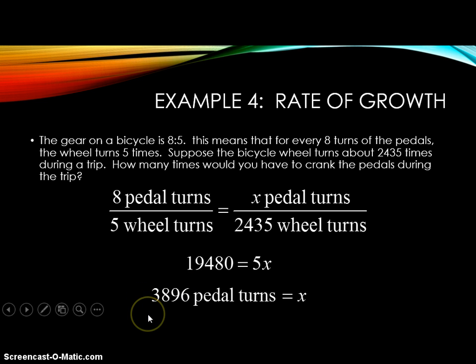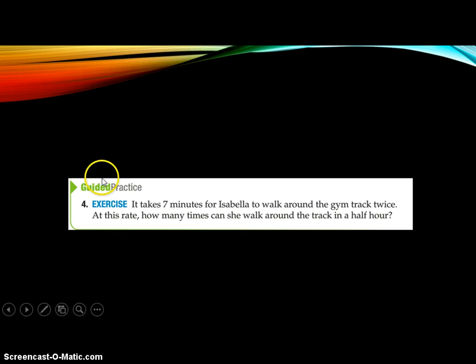Example 5 is very similar. In fact, I forgot. I want you to do this part first. Okay. So it takes 7 minutes for Isabella to walk around the gym track twice. 7 minutes, 2 times around the track. At this rate, how many times, we don't know, can she walk around the track in a half hour, keeping in mind that this is 7 minutes, so you're going to want to convert this to 30 minutes. Okay? Set up your proportion and solve. You go ahead and pause this video, and we'll move on to example 5.